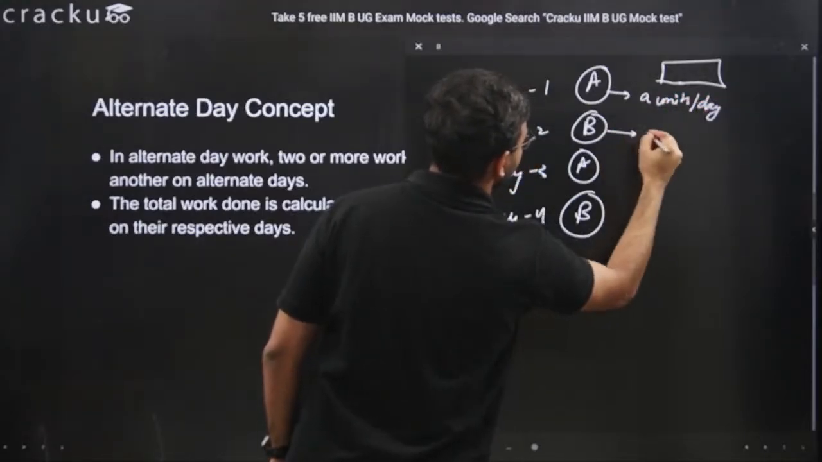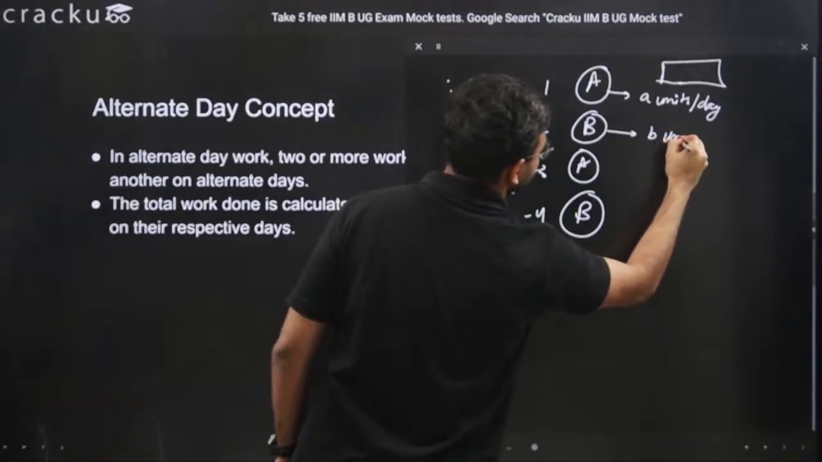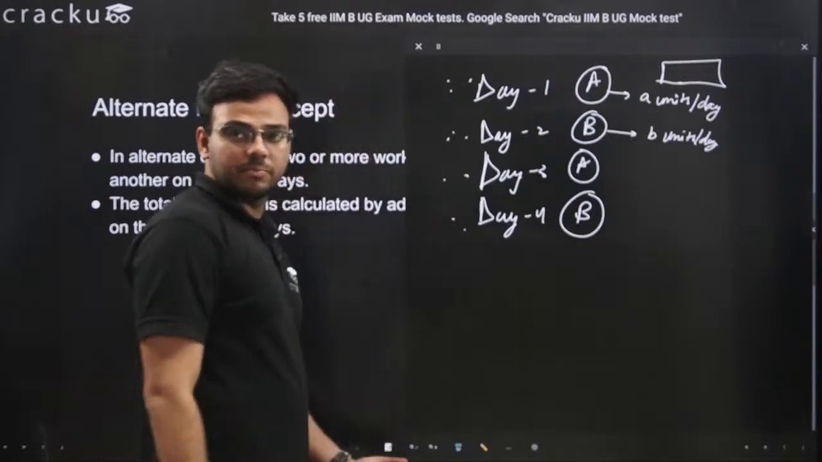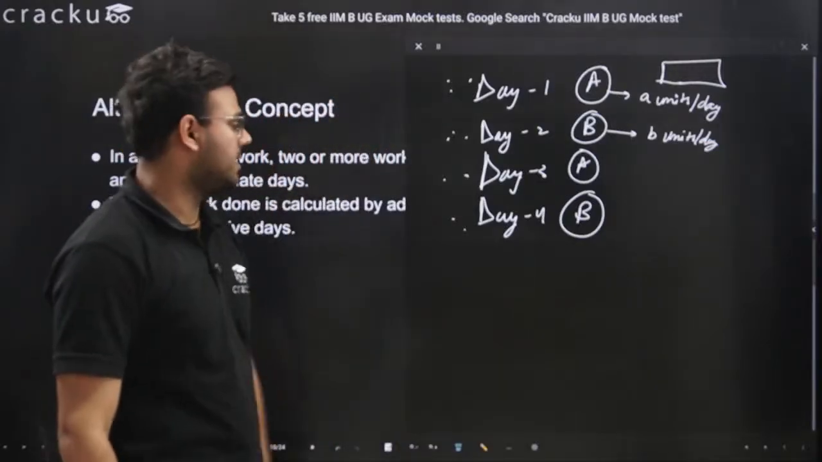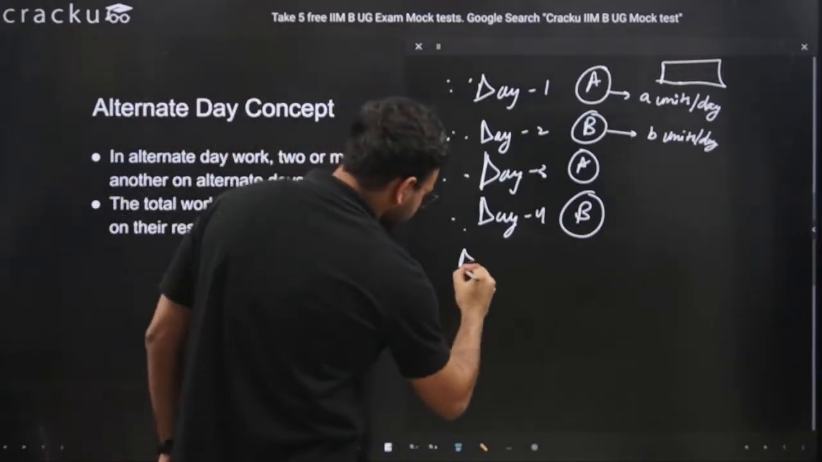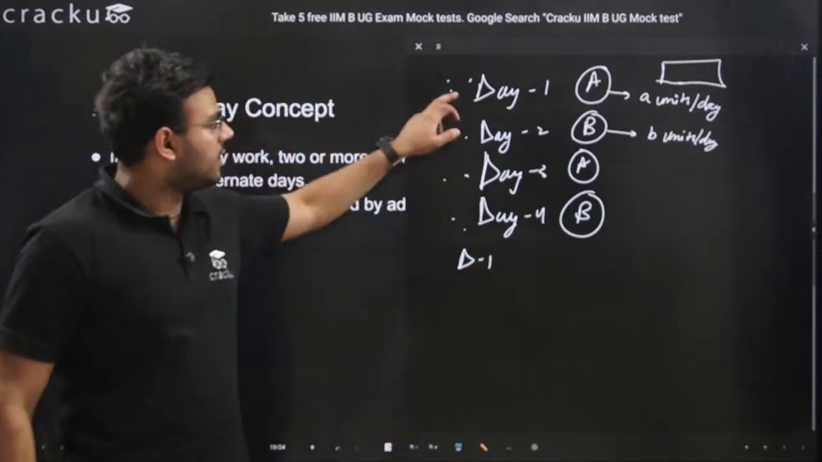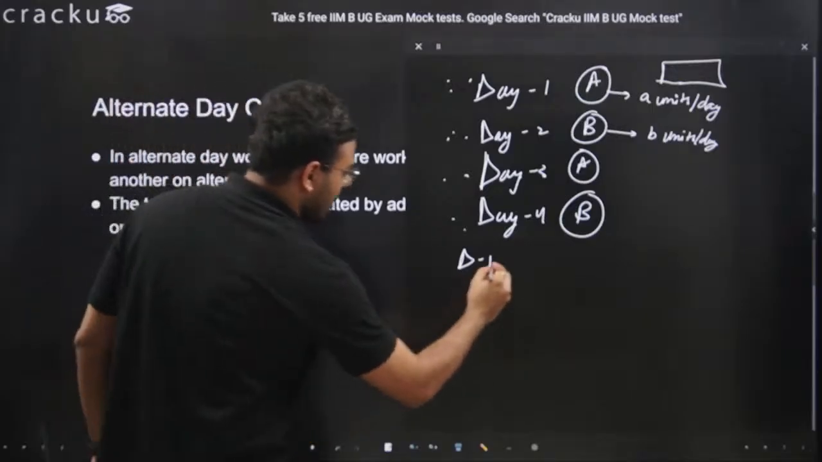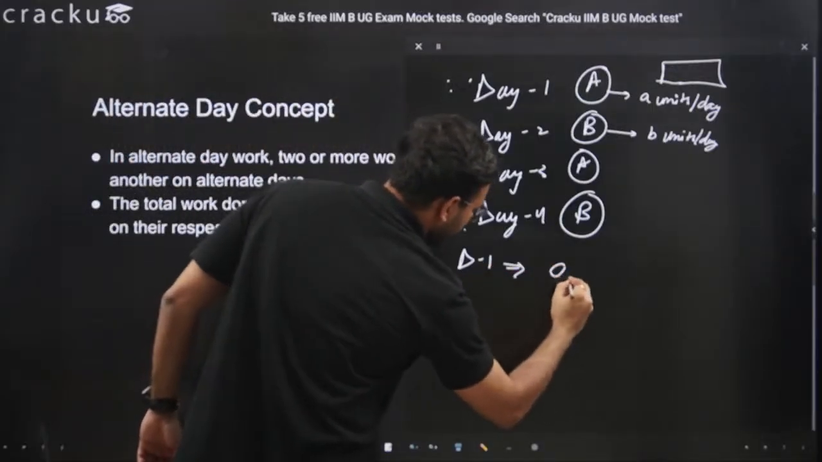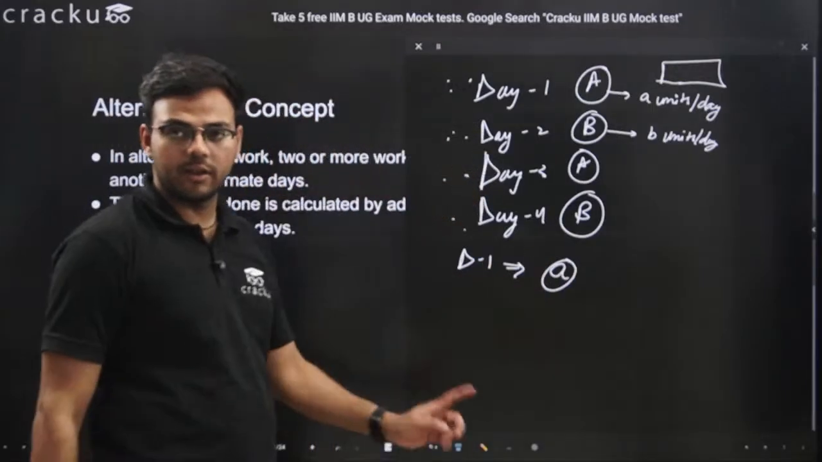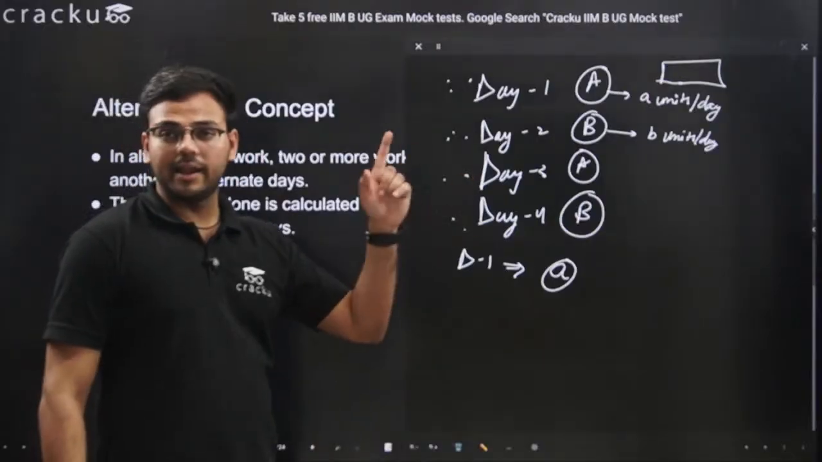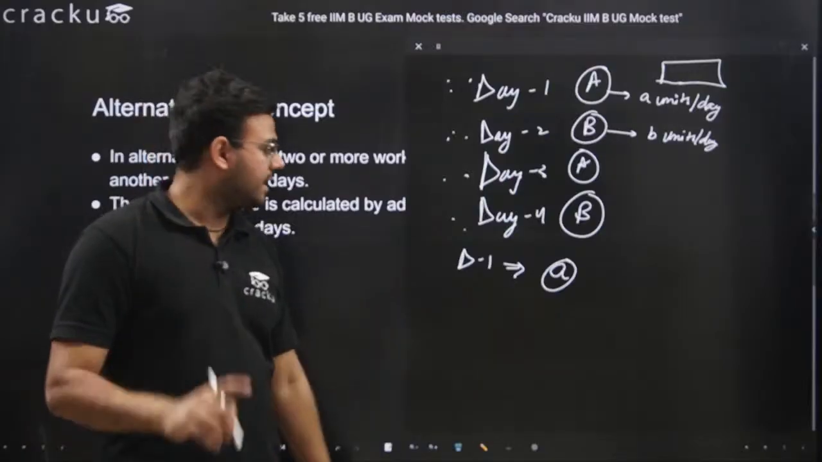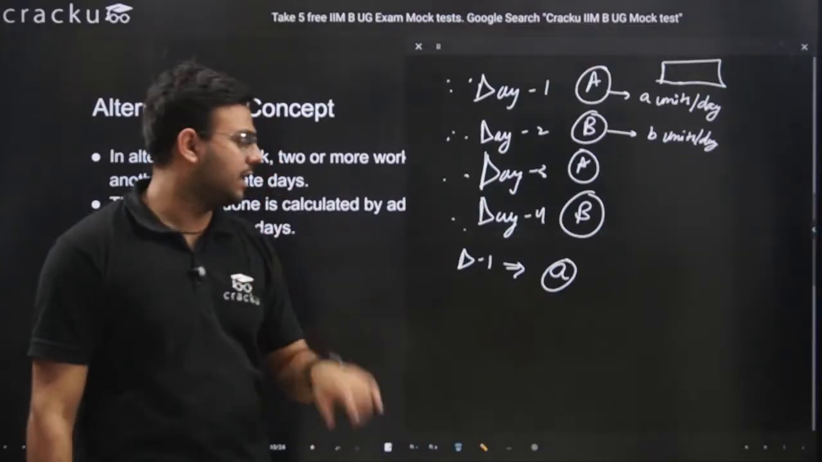The efficiency of A is A units per day, and the efficiency of B is B units per day. So what is happening on day 1? On day 1, A is working at A units per day. So how much work is done? Only A units of work is done.